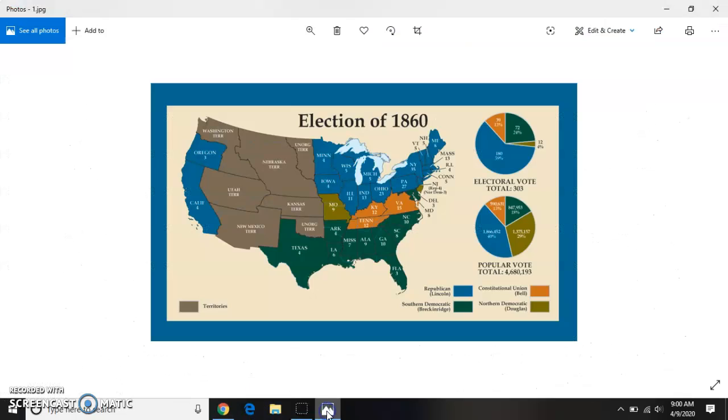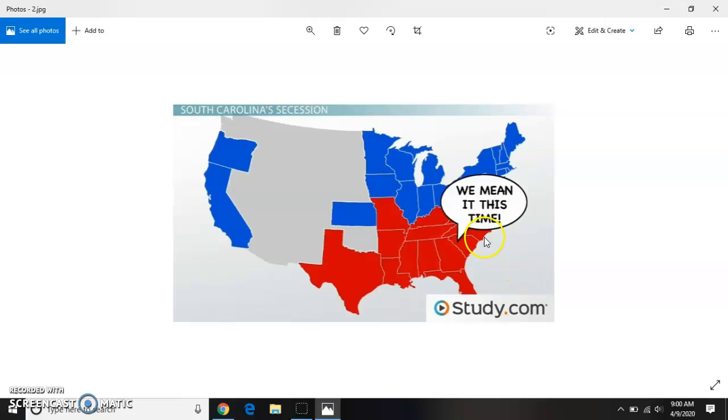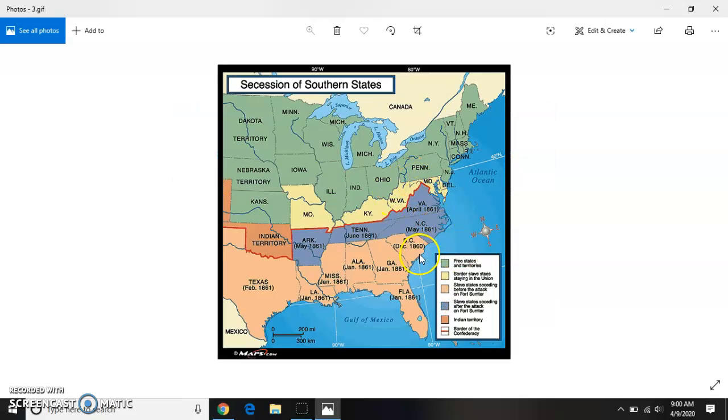So secession begins, and really secession began with South Carolina. And it says here, we mean it this time. South Carolina had threatened to leave the Union several times earlier in the 1800s over other issues concerning slavery and states' rights. But one by one, states over the next few months would secede from the Union. Notice South Carolina in 1860, a month after Lincoln is elected president. Then Florida, Georgia, Alabama, Mississippi, Texas, all of these southern states begin their secession. They're formally withdrawing from the Union, saying we're no longer a part of the United States.